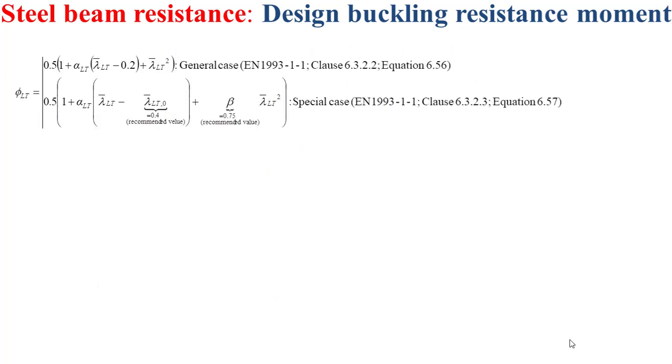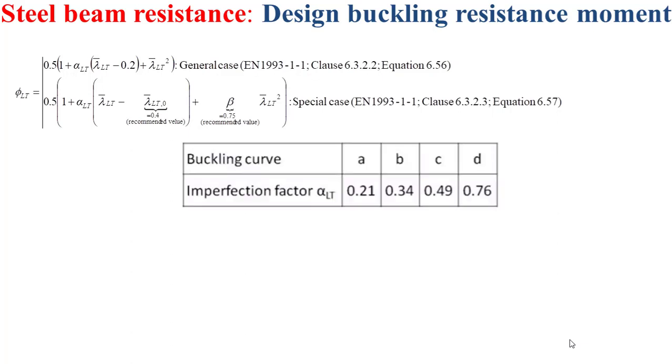Well, phi LT is determined in general case or special case based on the appropriate formula that you see now in this slide. Of course, LT here refers to lateral torsion. And as you can see, in order to determine phi LT, we have to determine first the imperfection factor alpha LT and lambda LT. The imperfection factor alpha LT is determined depending on the buckling curve a, b, c, or d.